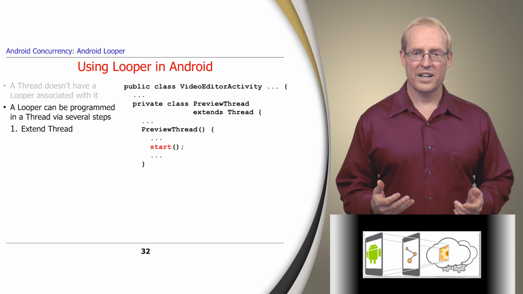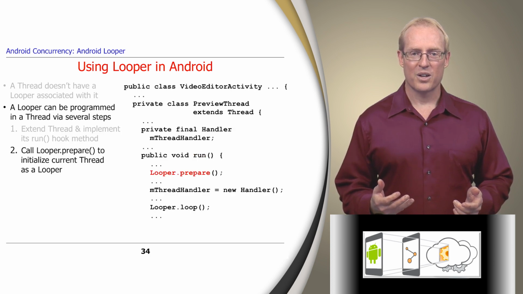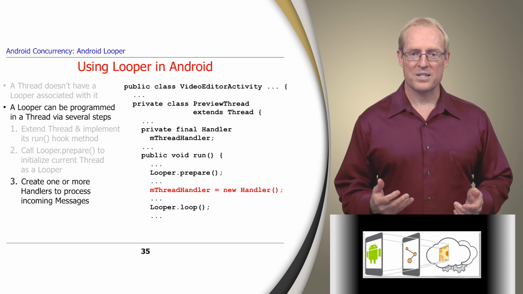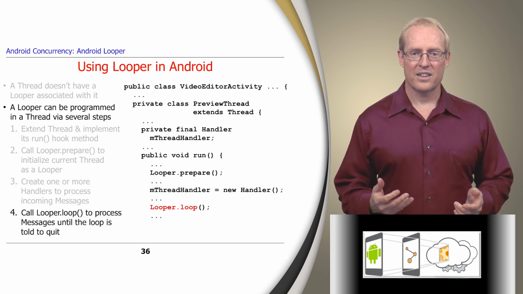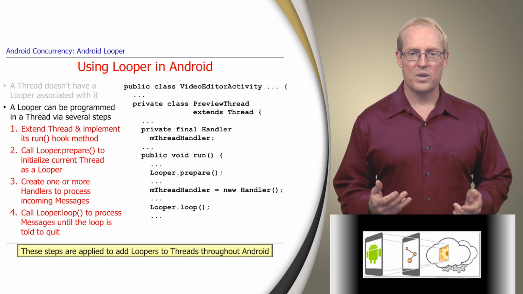When PreviewThread is started, its runHook method performs the next step by calling Looper.prepare, which initializes the current thread as a looper. The step after that involves creating one or more handlers to process incoming messages. The final step involves calling Looper.loop to run the event loop, process messages, and dispatch callbacks to handlers until the looper is explicitly told to stop by calling its quit method. Although we show these steps in the context of the video editor activity, this approach is applied to add loopers to threads throughout Android middleware and applications.